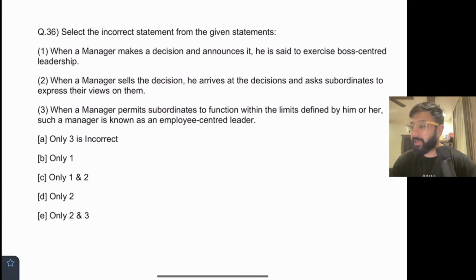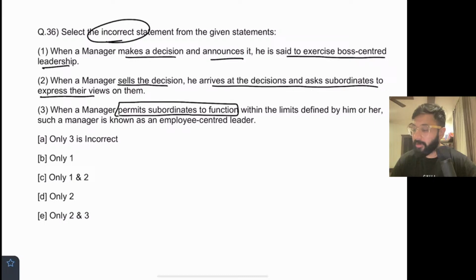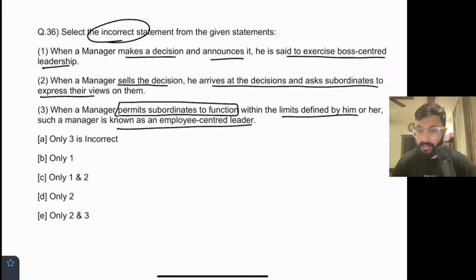We have to select the incorrect statement. When a manager makes a decision and announces it, he said it to exercise boss centered leadership. When a manager sells the decision, he arrives at the decision and asks subordinates to express their views. When a manager permits subordinates to function within the limits defined by him or her, such a manager is known as employee centered leader. तो हमें बताना है कौन सा गलत है. क्वेश्चन नंबर 36.